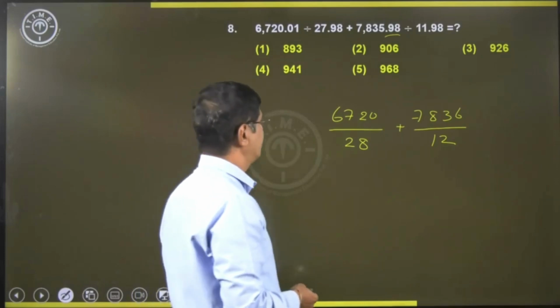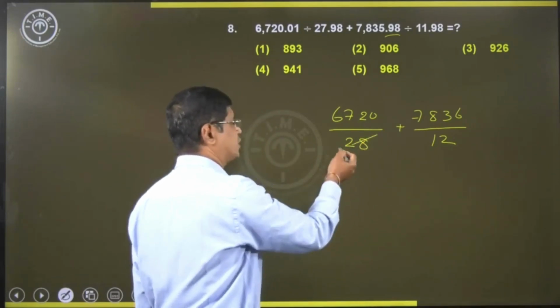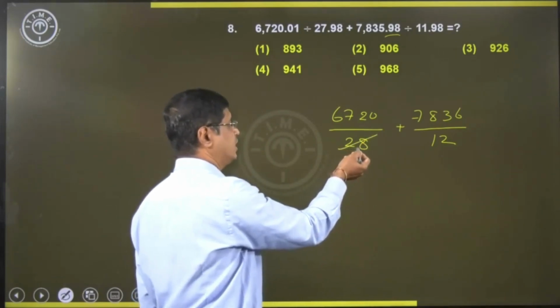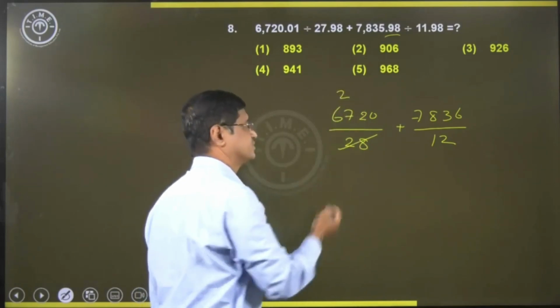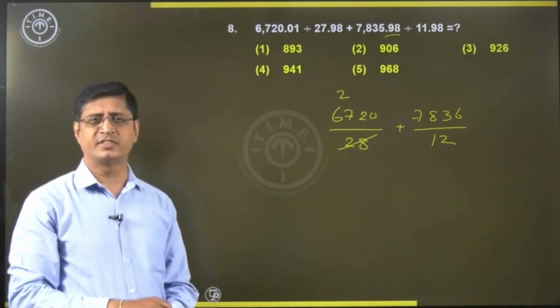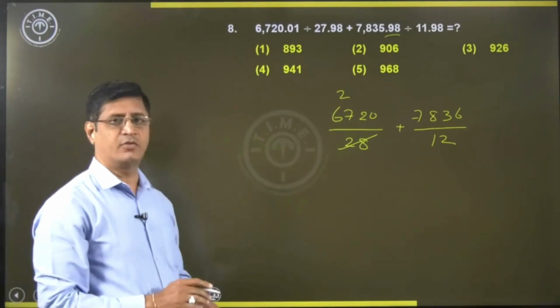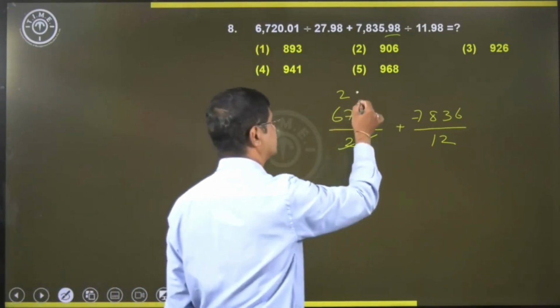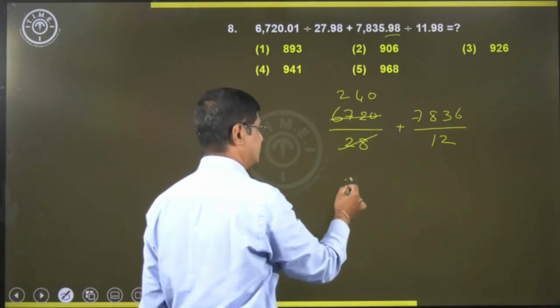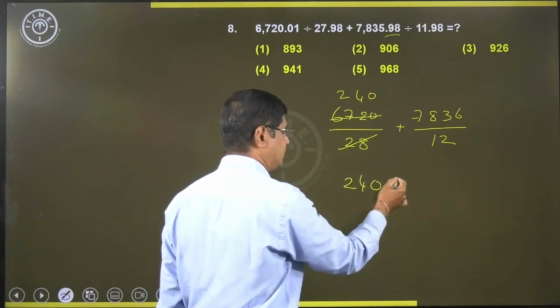Simplify this. What is the cancellation? 2 times 28 is equal to 56. 67 minus 56 means 11. 2 is there, 112. It goes 4 times. So what is the result? 240. The first part is 240.